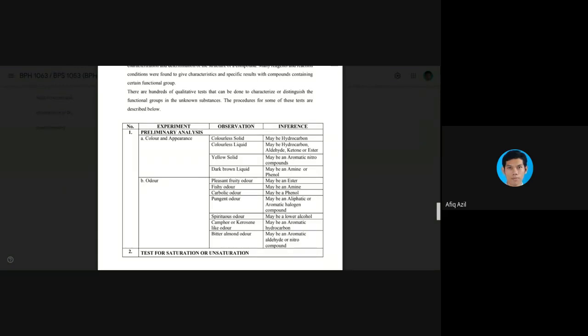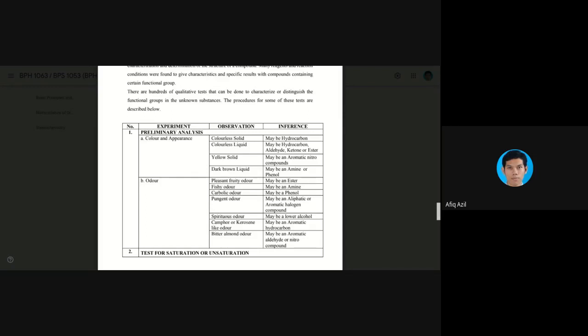So maybe that's just me, but then again, it is not an accurate test, but if the majority of the person who smell it said that it is a pleasant fruity odor, then it might be an ester. So you might as well do the ester functional group test later on, instead of doing aldehyde, ketone, alcohol, for example. Okay, so that is on the physical analysis.